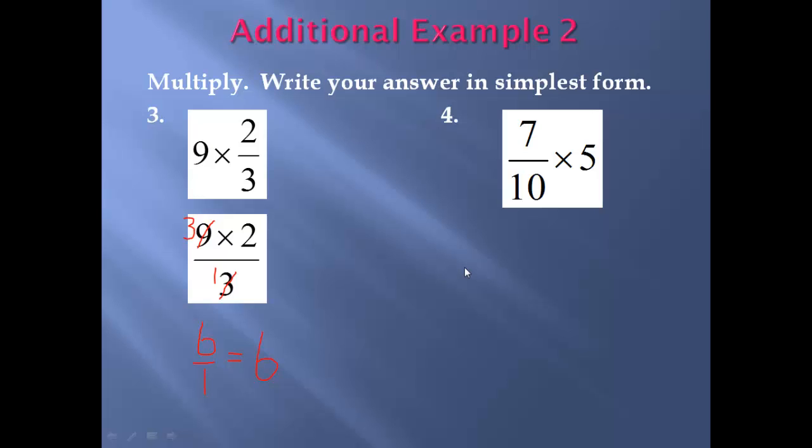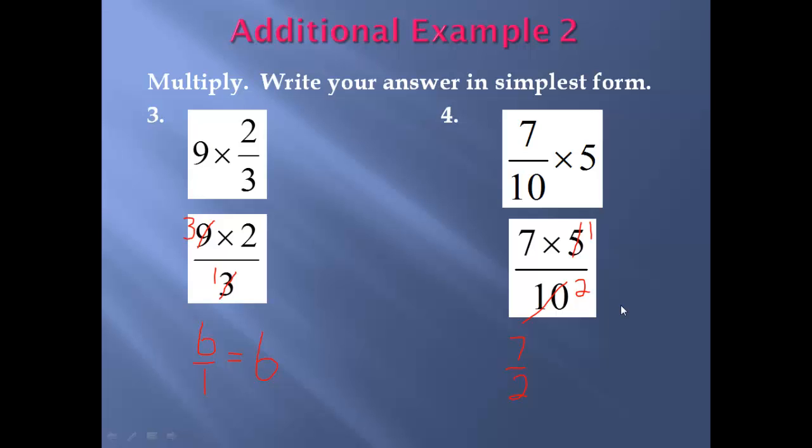We're going to multiply 7 times 5 and put that over 10. Now we can see if we have any common factors. We have 5 on the top and 10 on the bottom. Those both have a common factor of 5. So we're going to divide both of those numbers by 5, and 5 divided by 5 is 1, and 10 divided by 5 is 2. So now when we multiply, we have 7 times 1, which is 7, and then that would be over 2.